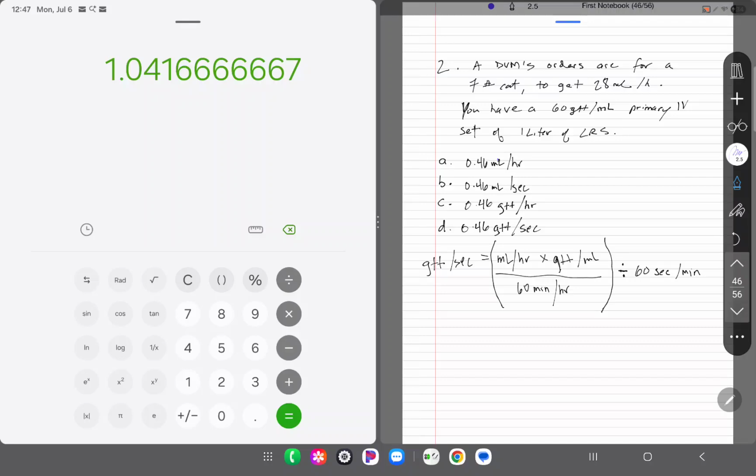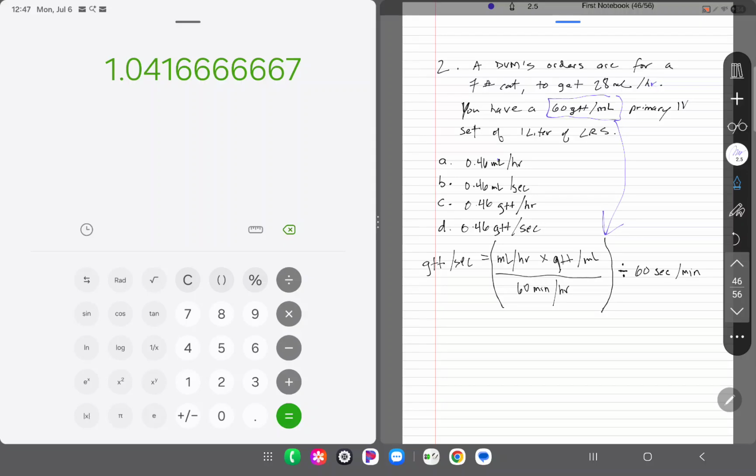A DVM orders a 7-pound cat to get 28 mils per hour. You have a 60 drip per mil primary IV set of 1 liter of LRS. All right, so you've read it out. You see this, and you go, aha, this is the equation I'm going to write down. Then, let's look at the pieces that we need to fill in.